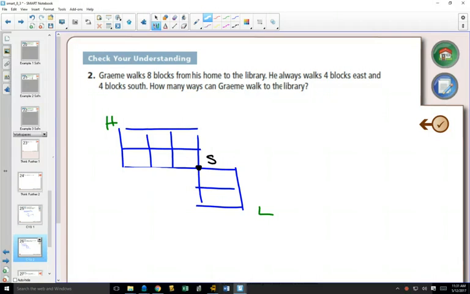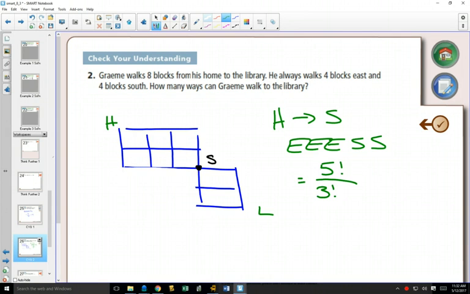So how would we solve this question? Well, we could break it up into two and say there's two decisions that need to be made. We have to first count how many ways from his house to Sally's house. Can you see that in order to do that, you would need 3 easts and 2 souths to get from his house to Sally's house? So that would be equal to 5 factorial over 3 factorial 2 factorial, which is 10.